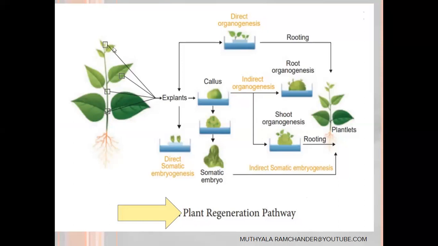If we use plant parts, a large number of tissues, meaning branches of shoots, like seeds, they develop into a complete plantlet by direct organogenesis. In direct organogenesis, we use a large amount of tissues from the parental plant or seeds from the plant. They develop into a complete plantlet. This process is called direct organogenesis.